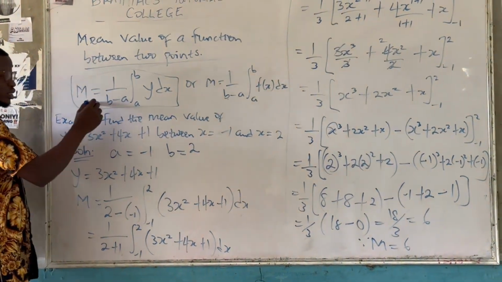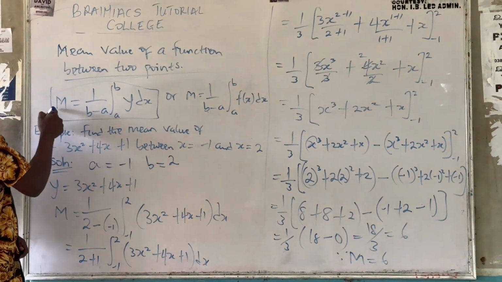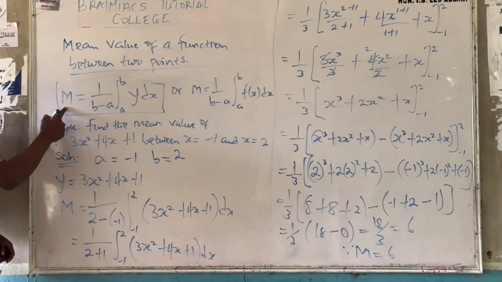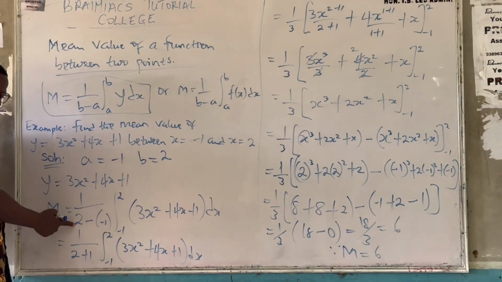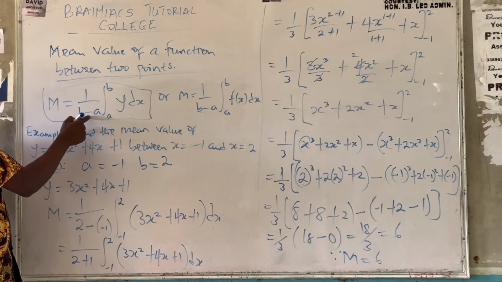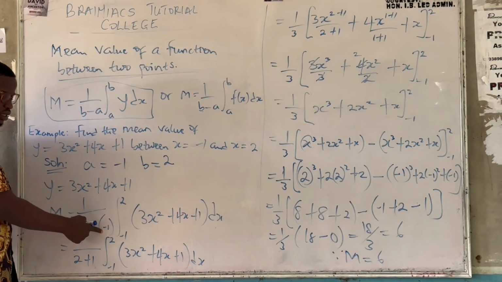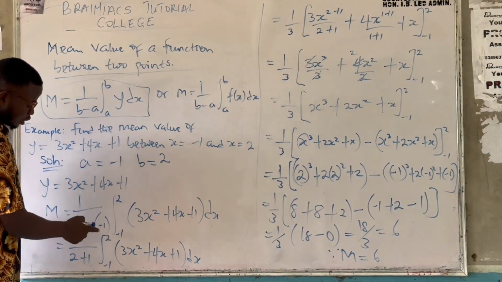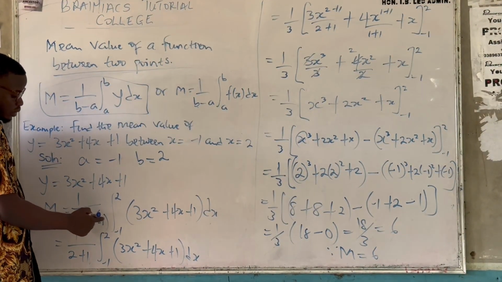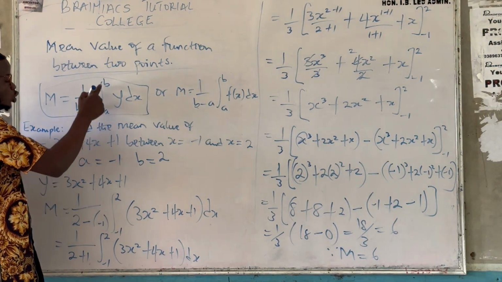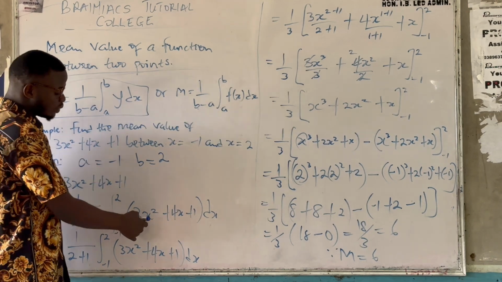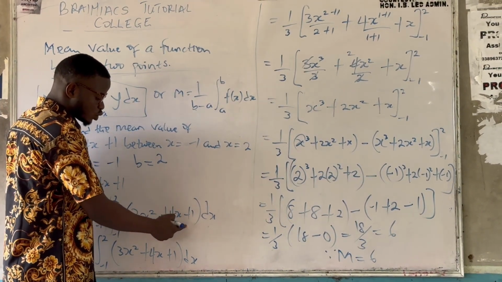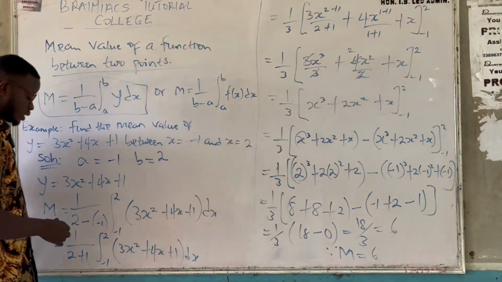Then we'll substitute everything into this particular formula. From this formula, we'll have m, which stands for the mean value. So 1 over b minus a, the value of our b is 2, minus, here we have minus, the value of a itself is minus 1. So take note of the negative signs. Now we have integral a to b, the value of a is minus 1, the value of b is 2, then the value of our y is 3x squared plus 4x plus 1, with respect to x.